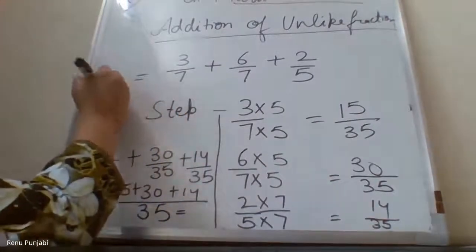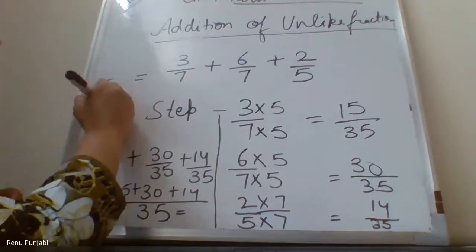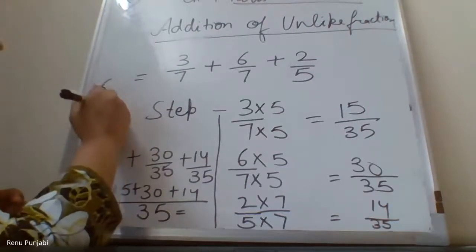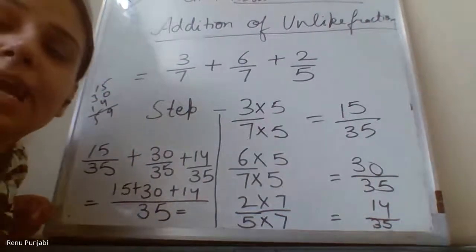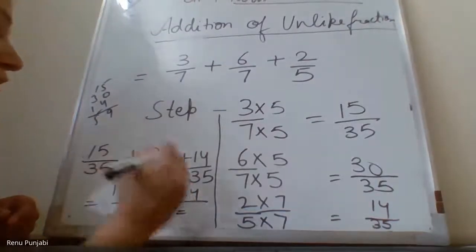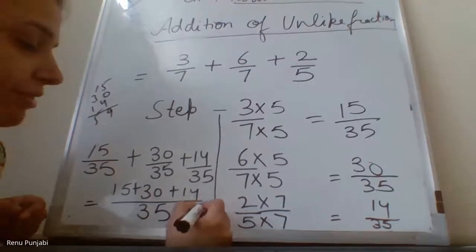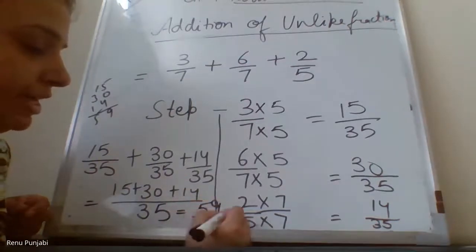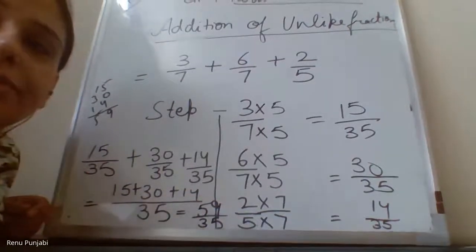What is 15 plus 30 plus 14? Please write the answer in the chat box. Yes, it is 59 upon 35.